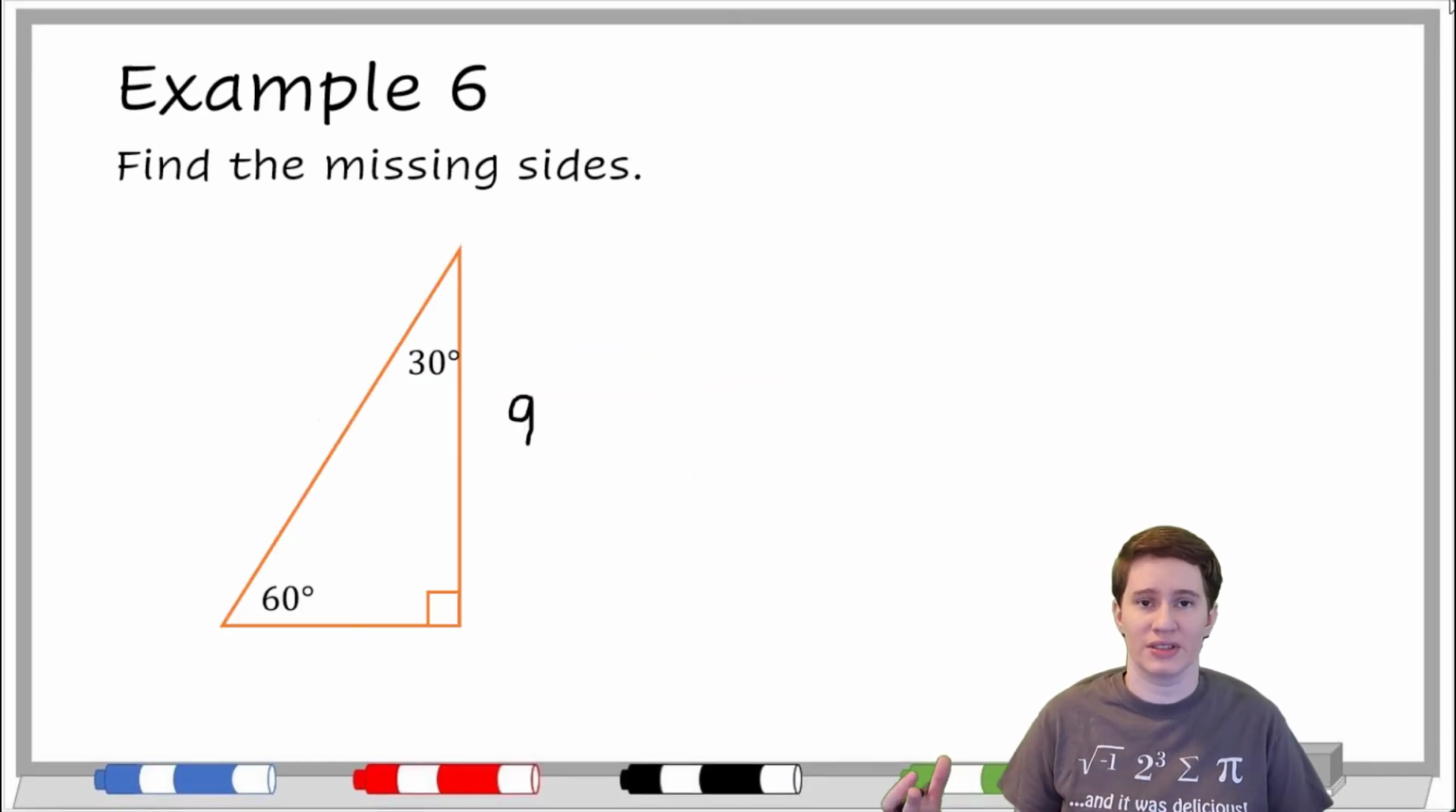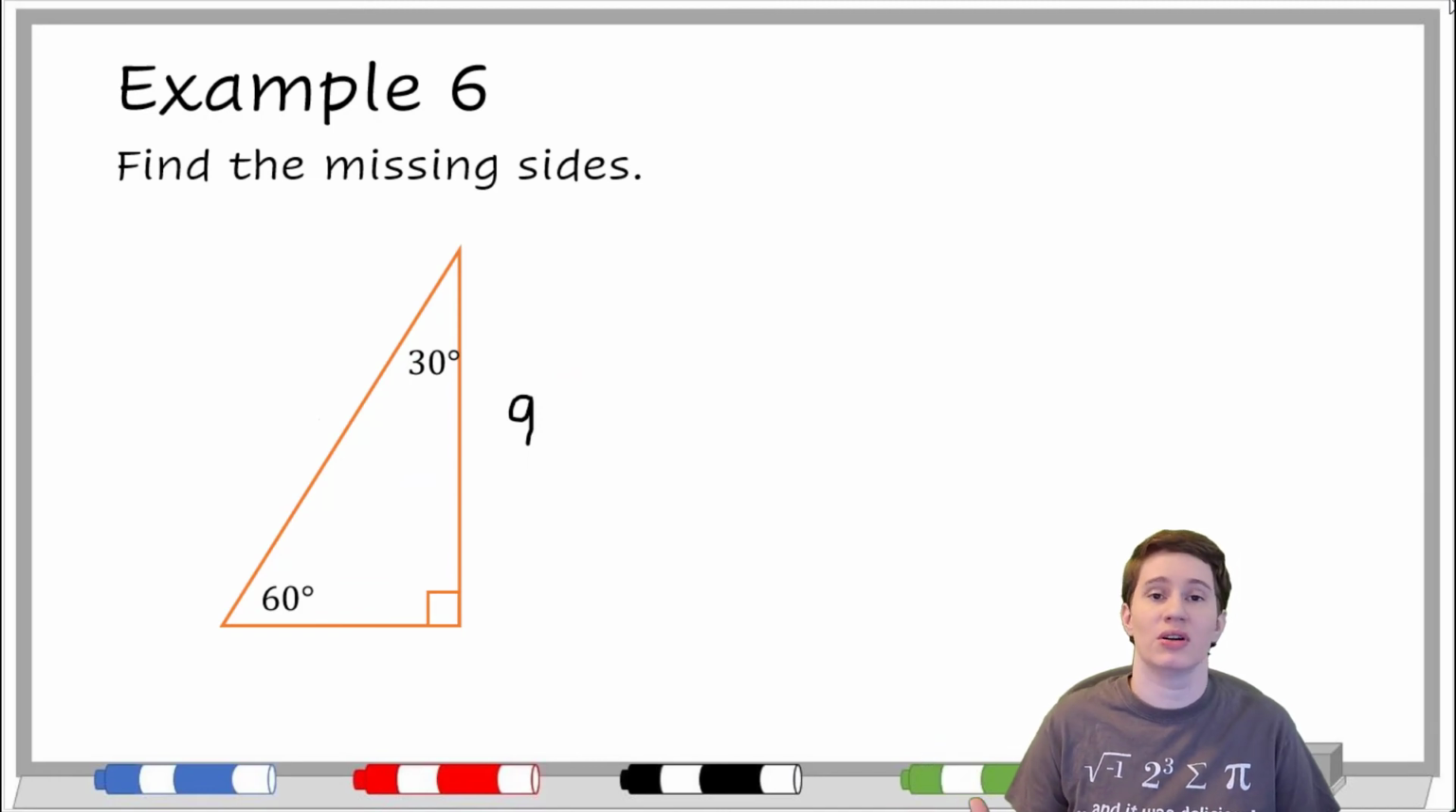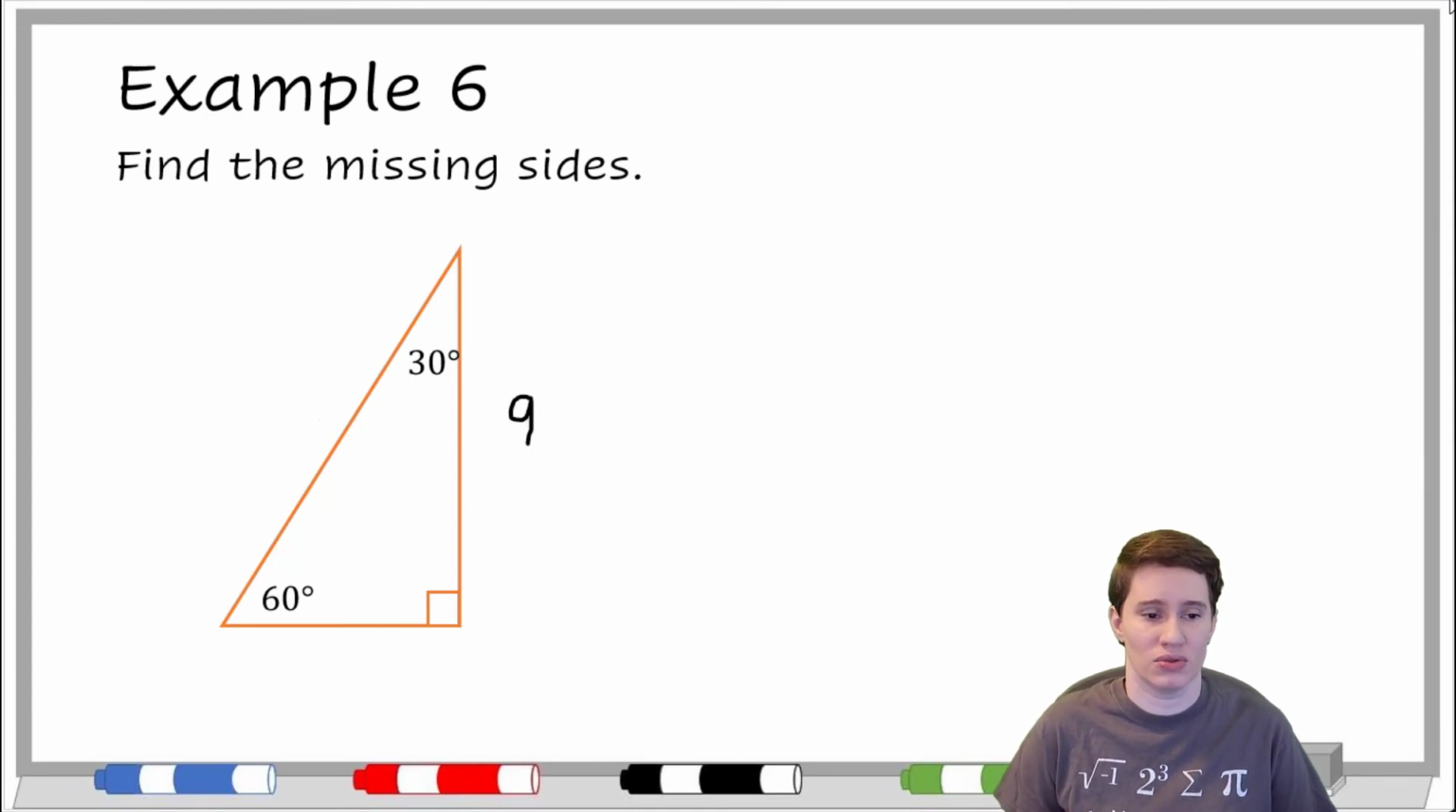All right, our final example here, example 6. We have a 30, 60, 90 triangle. What we know is that the longer leg is 9 units long. So let's think about our rules, right? The shorter side is x. Our longer leg is x times the square root of 3. And our hypotenuse is 2 times x.